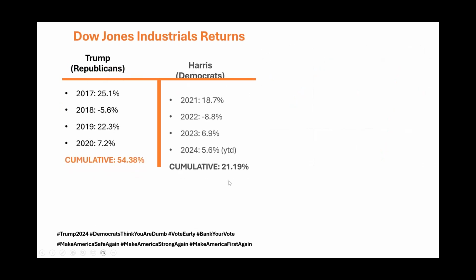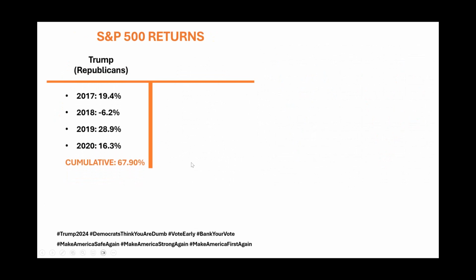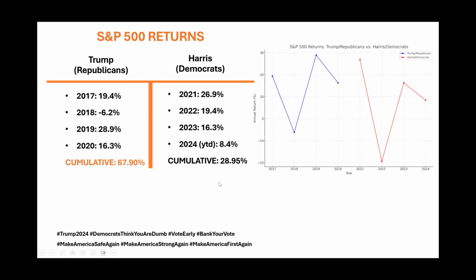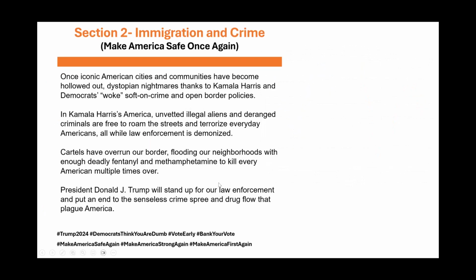Policies produce outcomes. Dow Jones Industrial, 54 versus 21. Again, Republicans win on that side. S&P 500, 67 versus 28. This isn't a big business, small business. This isn't one class or race. This is investments, period, that could be in your 401k or any of your investment strategies.